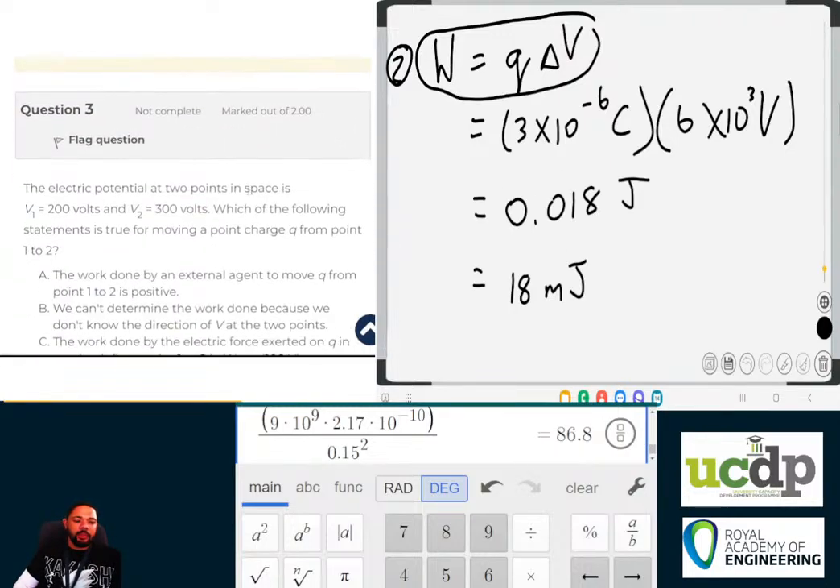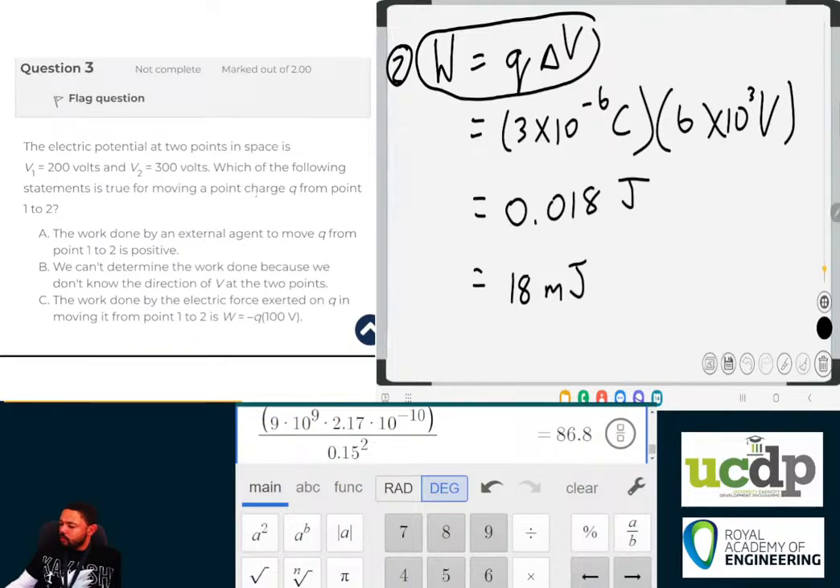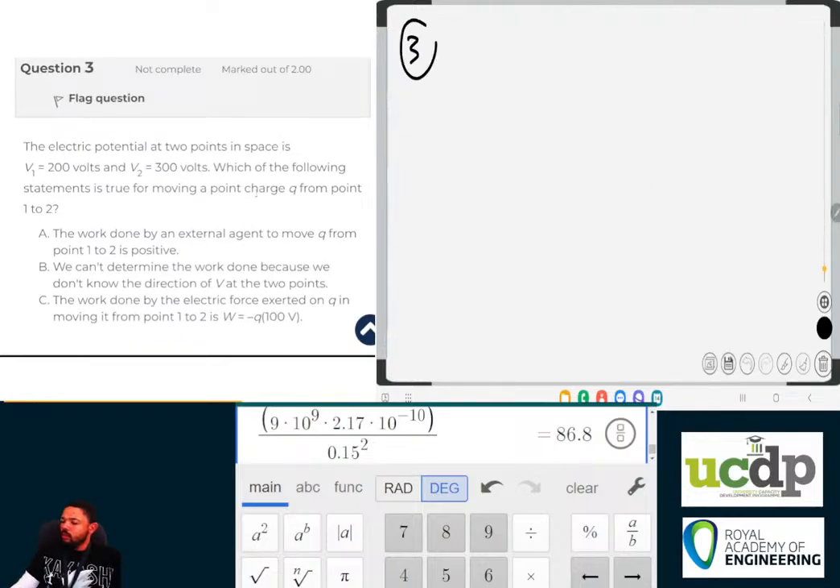Question number 3. Let's go to question number 3. It would seem that we're going fast. Now, the electric potential at 2 points in space is 200 volts and 300 volts. So let's call these points P and Q. That's point P and that's point Q. Now the electric potential at point P is 200 volts, and the electric potential at point Q is 300 V.